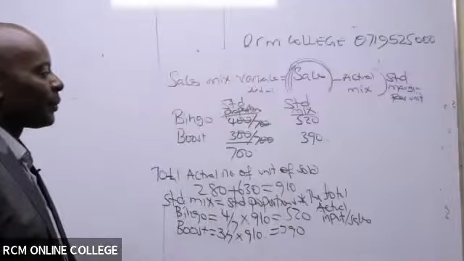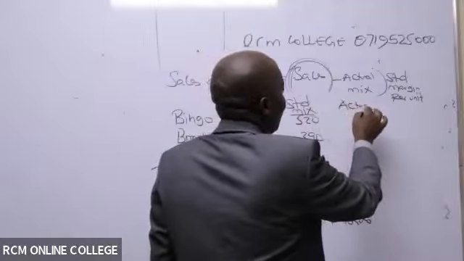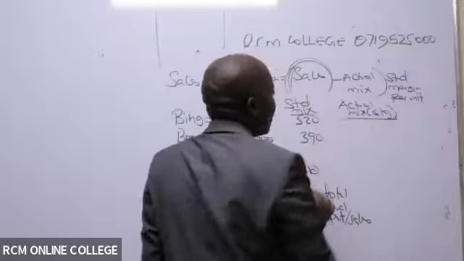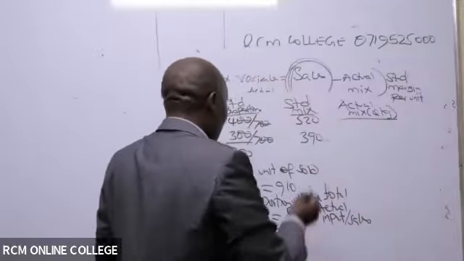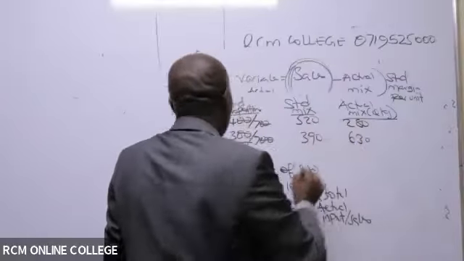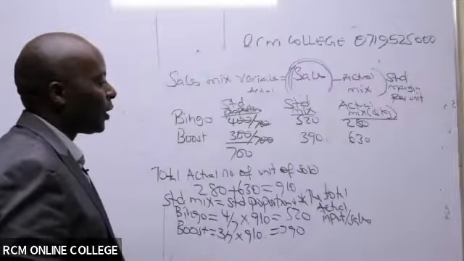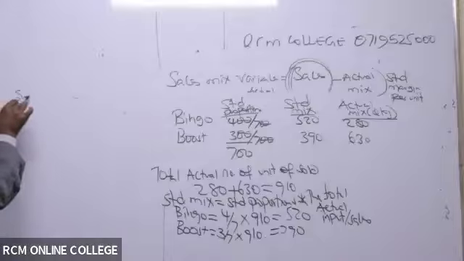If you are doing it this way, you must then provide a column for the actual mix. Actual mix is the same as actual quantity. So these numbers here: 280 for bingo and 630 for boost. Once you write like that, you can now give us the sales mix variance.